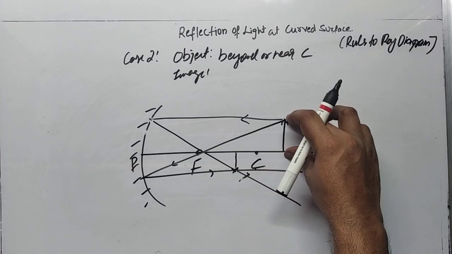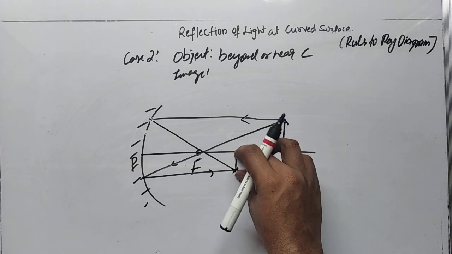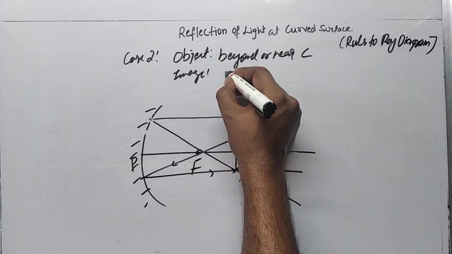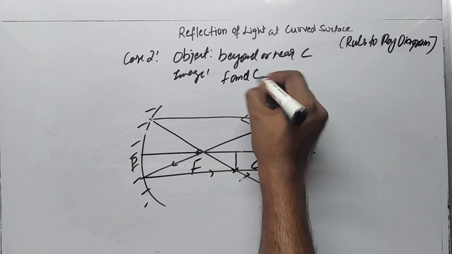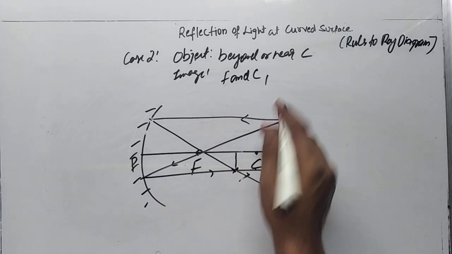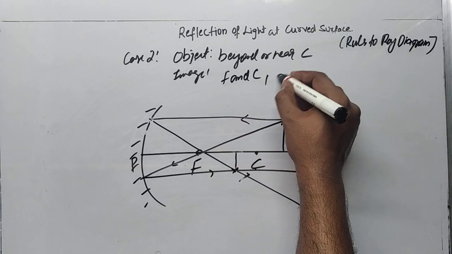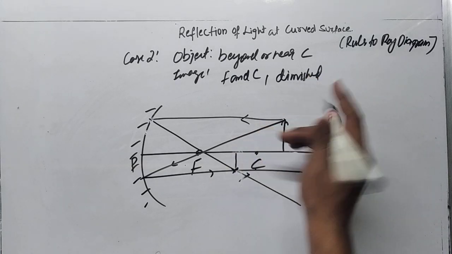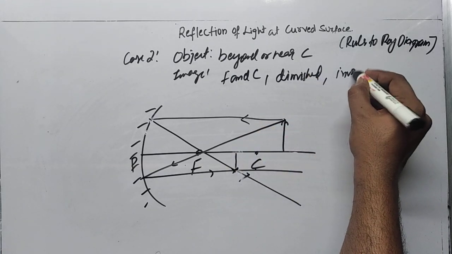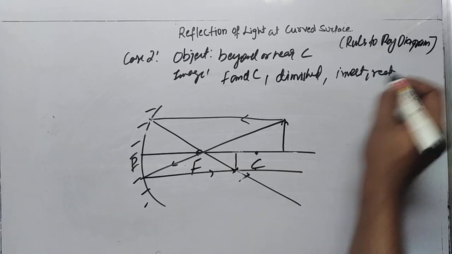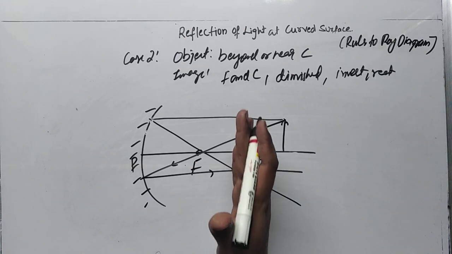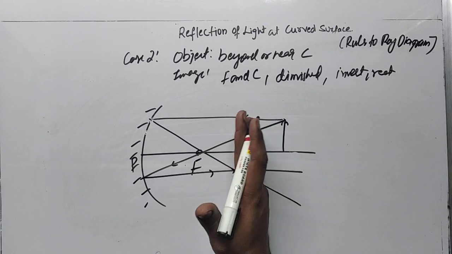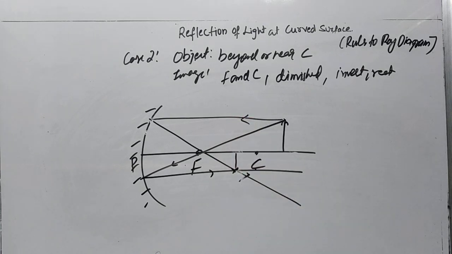See the object, and see the image. So the image is reversed. So we have to write the position. The position is between F and C, and the size is small. Whenever the size is small, we have to write diminished, inverted, and real. So here if you want to see the image, we have to keep a screen. A screen, like a book or some surface. Okay, this is the second case.